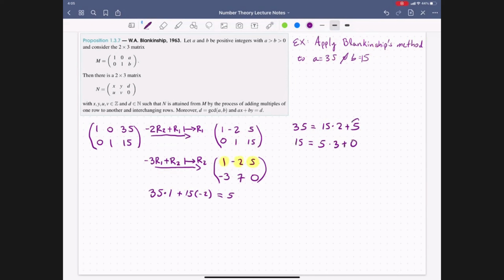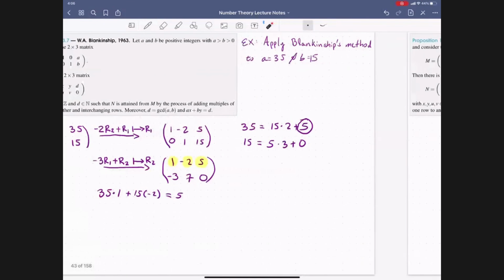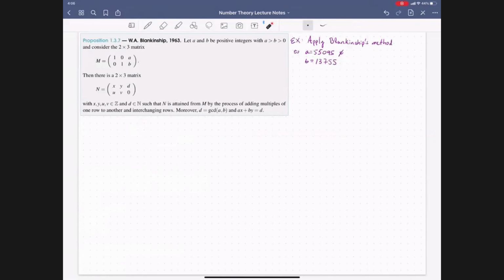And so this is the last quantity before the zero entry in the Euclidean algorithm, so that is the GCD. But notice that the entry we multiplied by was negative 3. That's really what's happening behind Blankinship's method, and why it works: we are applying the Euclidean algorithm in this process. But it's designed so that we get back the x and y that we desire, the integers appearing in Bézout's lemma. So let's try another, more complicated example. Let's try 55,095, and let me actually bring back the Euclidean algorithm for that.